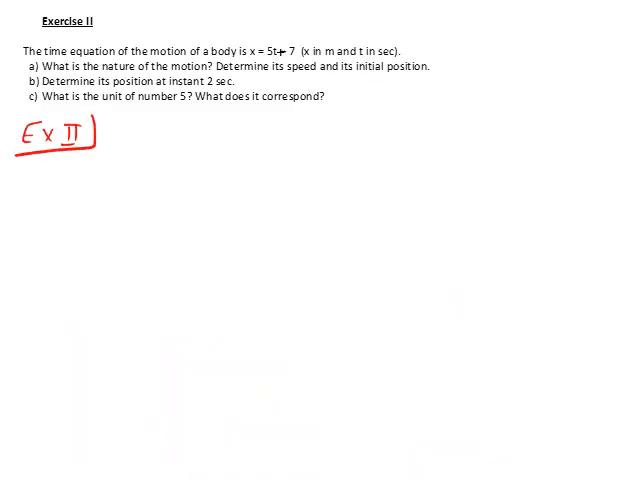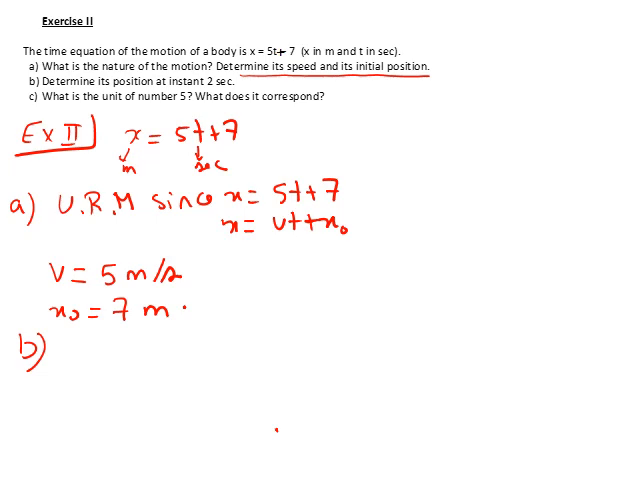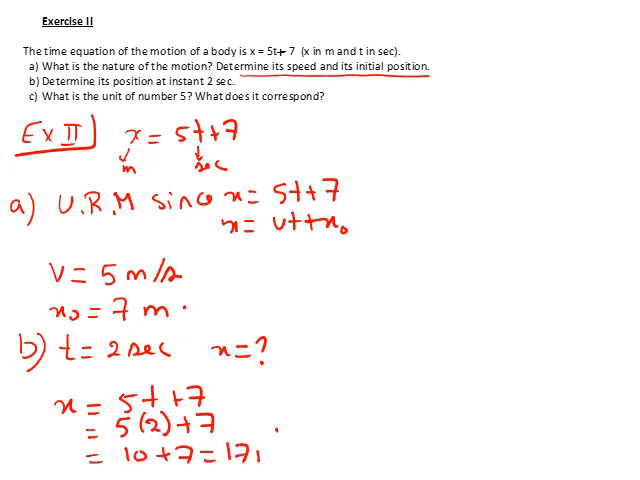Exercise 2. The time equation of the motion of a body is x equals 5t plus 7, x in meter and t in second. What is the nature of the motion? Uniform rectilinear motion, since x equals 5t plus 7 is in the form x equals vt plus x0. Determine the speed and the initial position. Speed v equals 5 meter per second, while x0 is equal to 7 meter. B. Determine its position at instant 2 seconds. When t equals 2 seconds, x equals 5t plus 7 equals 5 times 2 plus 7 equals 10 plus 7 equals 17 meter.